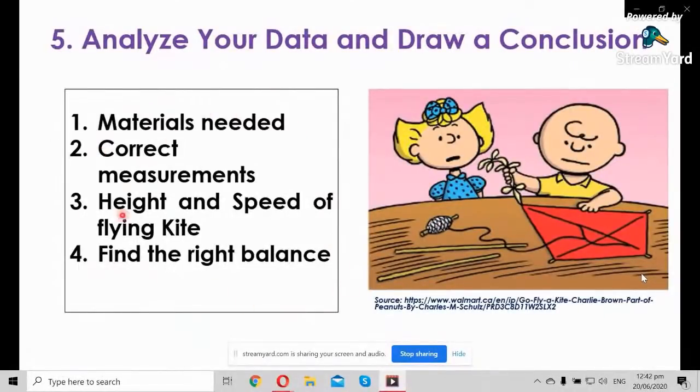You can make a research depending on what particular problem you are trying to solve. Okay? If you are confused on where to do it, then you go back again to step one. What is step one? Very good. Ask a question. This is step five. Analyze your data and draw a conclusion. Let's go.